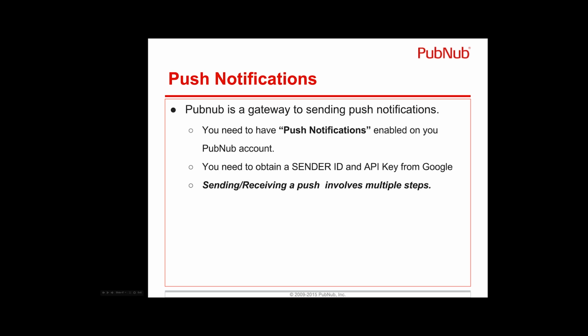Push notifications. All right. So PubNub is a gateway to send push notifications. You need to have push notifications enabled on your account first, and that can be done in the PubNub portal. You need to obtain a sender ID and an API key from Google. So this is a GCM or a Google specific step in receiving push notifications. And then once you have the API key from Google, you can configure the API key in the PubNub portal. Once you have those prerequisites met, then you can start to implement the code required to receive push notifications.